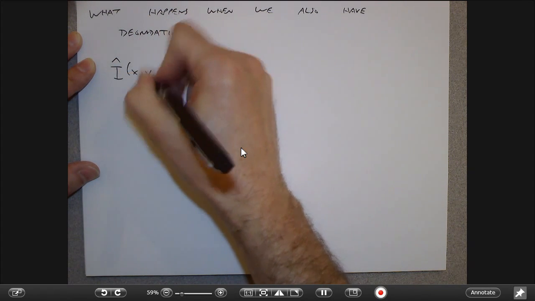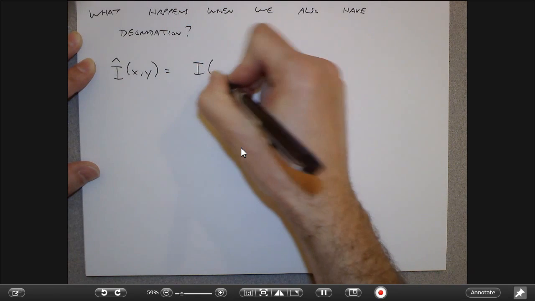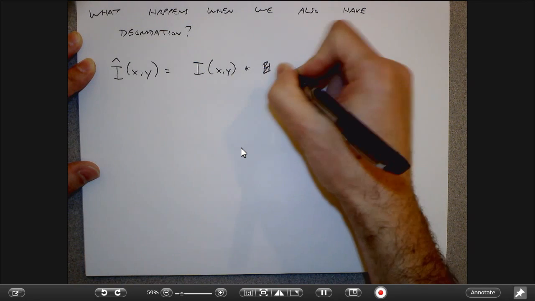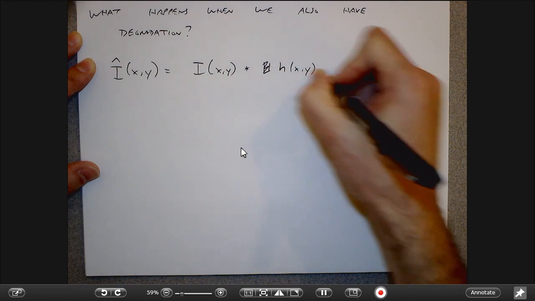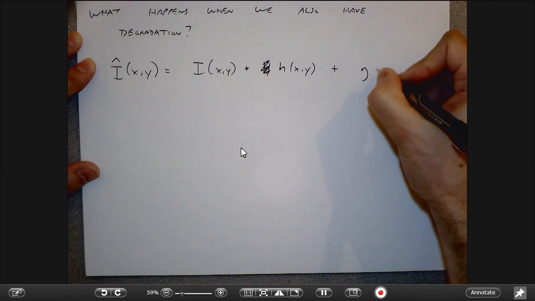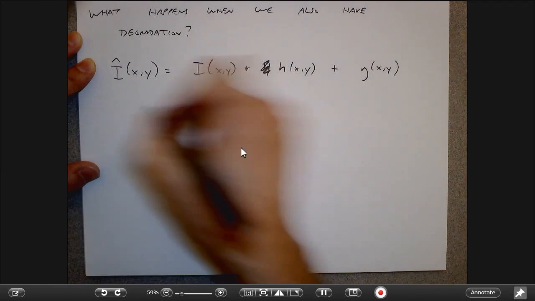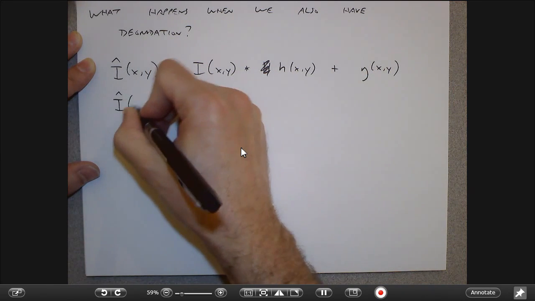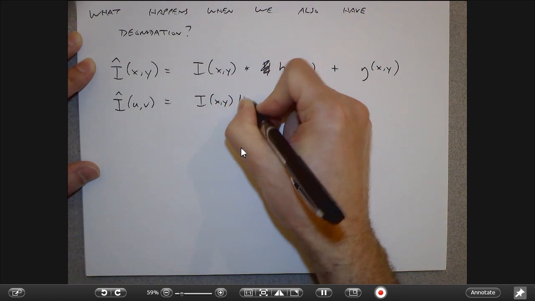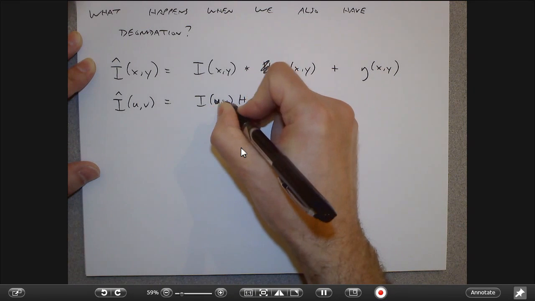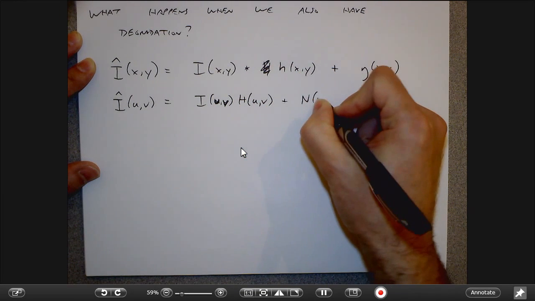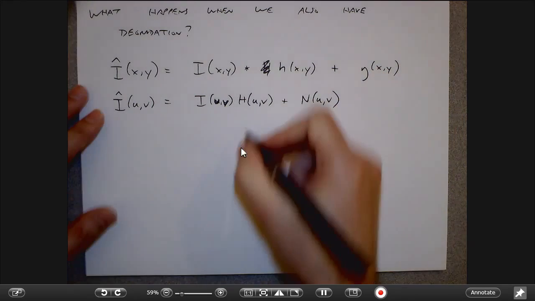That is, my degraded image is my original image convolved with some impulse response plus some noise. Here, again, in the frequency domain, I have multiplication instead of convolution.